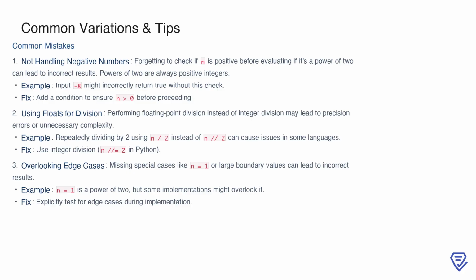Another issue arises when floating point division is used instead of integer division. Performing n/2 instead of n//2 may introduce precision errors or make the logic unnecessarily complex. Using integer division, like n//2 in Python, ensures simplicity and accuracy. Lastly, it's easy to overlook edge cases. For example, n equals 1 is a valid power of 2, but some implementations might miss this. Testing for edge cases, including boundary values, helps ensure your solution handles all scenarios correctly.